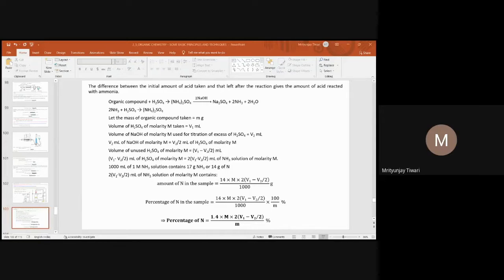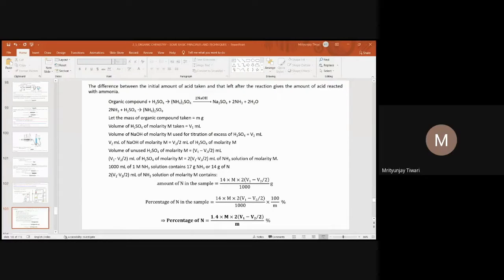If the volume of H2SO4 that reacts with ammonia is given, it means it has given the value V1 minus V2 by 2 in parentheses. And the 2 is just the valency factor that we see for H2SO4. So it means 2 times the number of moles of ammonia will be used as the number of moles of H2SO4, and that we see as per this equation. For 1 mole of H2SO4, 2 moles of ammonia are used. So that is what we see.